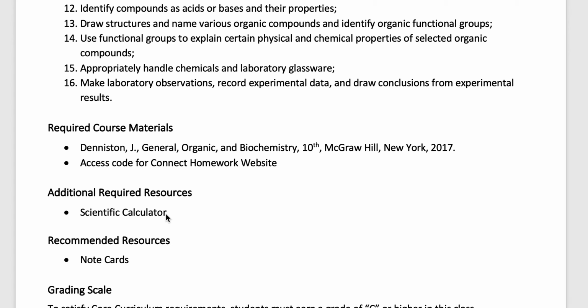I also recommend that everybody purchase note cards. There's going to be a lot of material conveyed to you this semester, a lot of new vocabulary, elements and symbols and all that sort of stuff. So I highly recommend that you get some note cards, a kind of learning aid to help you through the class for the rest of the semester.